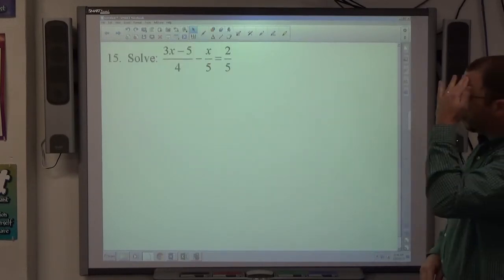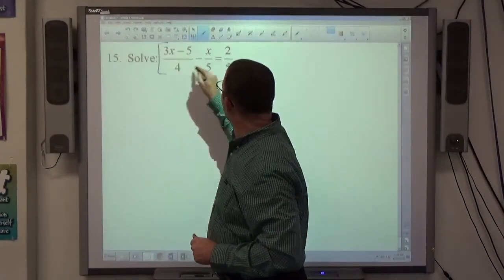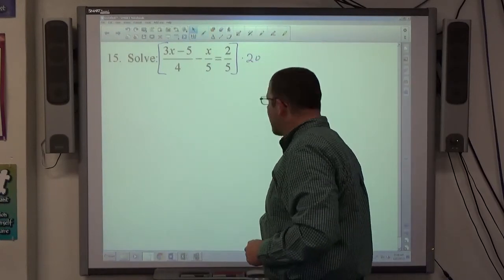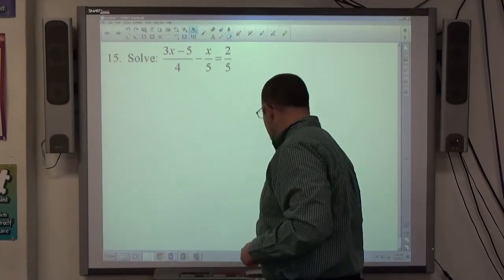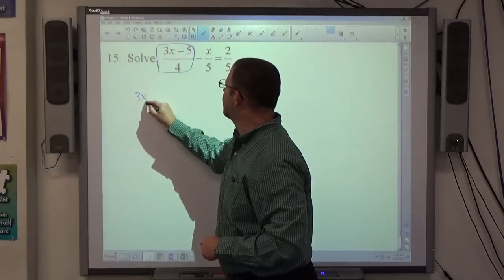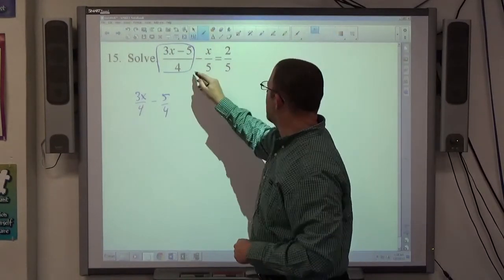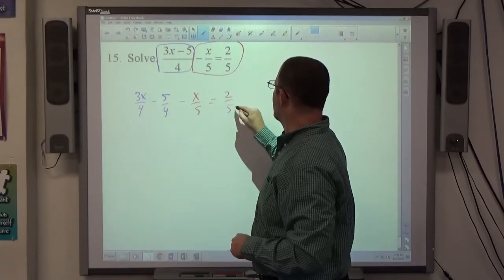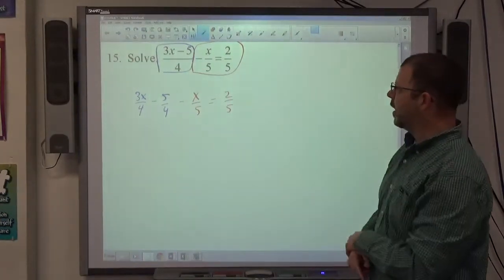Number 15, solve. We got a rational equation and we have a common denominator of 20. So multiply by 20. Before I do that, what we have been doing in class, let me just do this real quick. This fraction splits apart into 3x over 4 minus 5 over 4, where the other two fractions are already out, so minus x over 5 equals 2/5. There's no sign in front of that fraction, so nothing happens weird with that, you just get what you get.